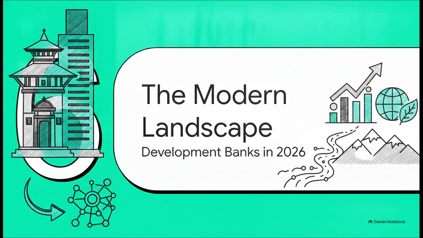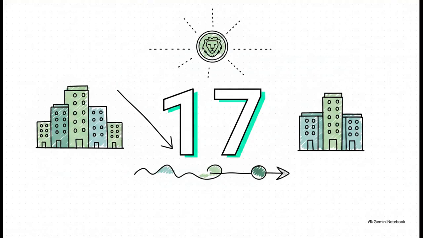Finally, let's look at Section 6, the modern banking landscape. 17. That is the magic number today. Only 17 development banks remain licensed in Nepal. Think back to those historical milestones we talked about earlier. This is a dramatic drop from the dozens and dozens that were operating before the Nepal Rastra Bank pushed that massive consolidation back in 2015 and 2016.